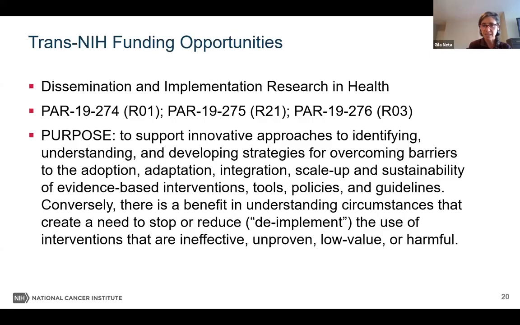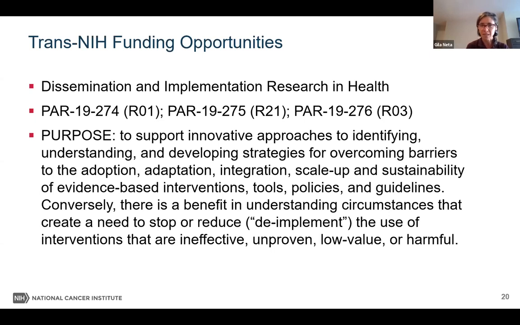There is a standing study section, which is now called the Science of Implementation in Health and Healthcare, and they have the appropriate expertise to review these grant applications. Over a dozen have been funded by NICHD alone, and I know Dara will be describing that in a bit, but I just wanted to highlight the purpose of these funding opportunities is to support innovative approaches to identifying, understanding, and developing strategies and testing those strategies for overcoming barriers to the adoption, adaptation, integration, scale up, and sustainability of our evidence-based tools, interventions, etc.